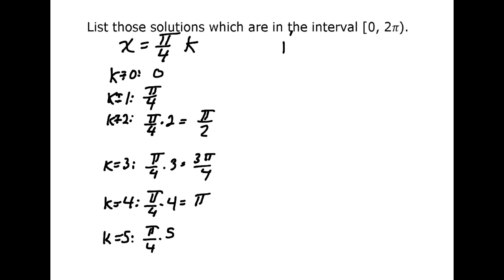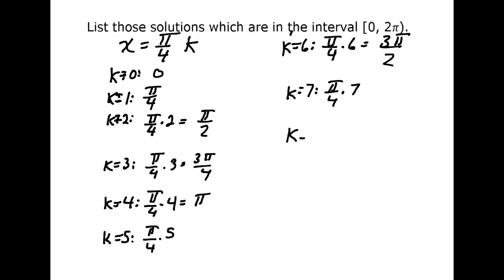When k is 6, we'd have pi over 4 times 6, or 3 pi over 2. When k is 7, we'd have pi over 4 times 7. When k is 8, we would have pi over 4 times 8, or 2 pi. And so that's as far as we have to go.